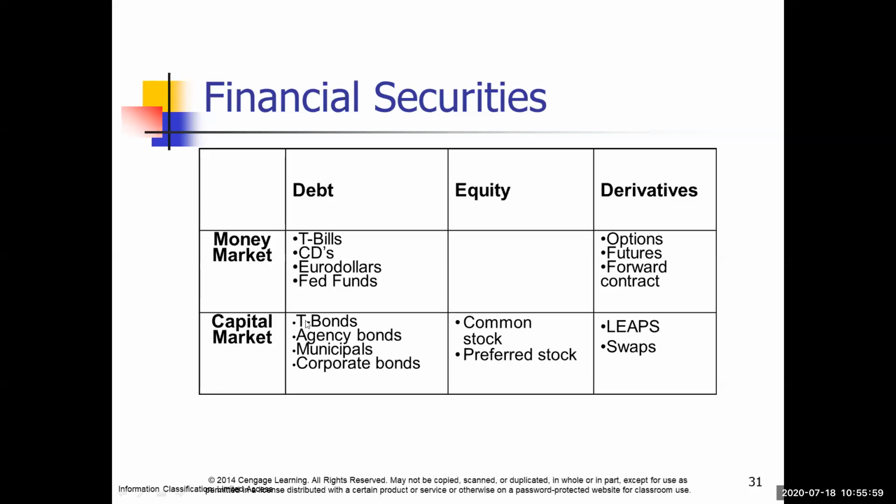If you come to debt, we have T-bonds. What is the difference between T-bonds and T-bills? T-bills are for the short term and T-bonds are for the long term, more than a year. We have agency bonds and municipal bonds, normally in the US, and we have corporate bonds, which have a fixed rate of income. In equity, we have two types. We don't have anything for money market, so everything is long term. One is common stock and one is preferred stock, which we have discussed. And in derivatives, we have options, futures, and forwards.